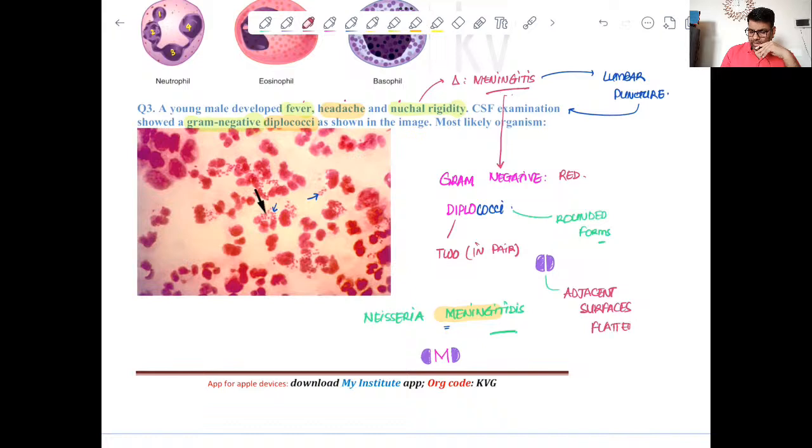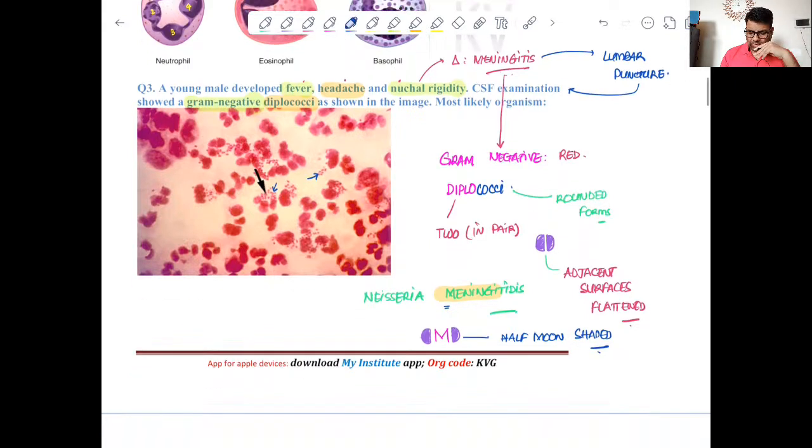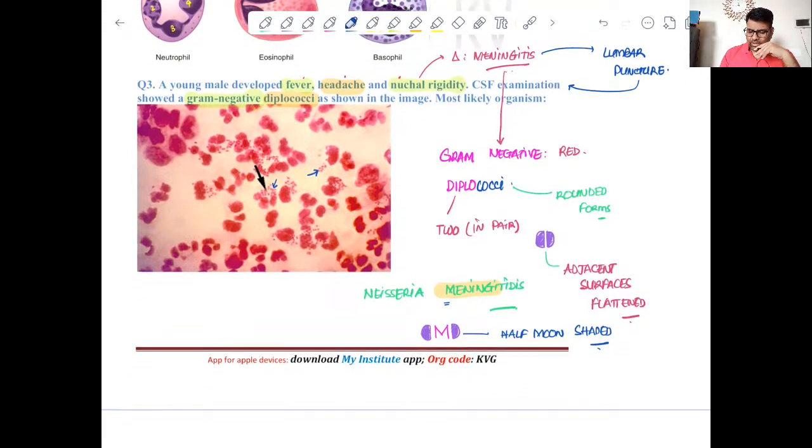Please remember this because at times it can be asked. So adjacent surface flattened, or the appearance looks like half moon shaped. I'm not discussing Neisseria gonorrhoeae because I don't want to mix up the things. So just take one entity at a time. So gram negative diplococci, adjacent surface is flat, half moon shaped.